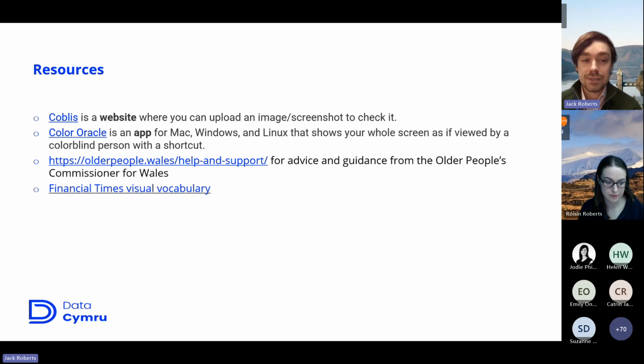And there's also a link there to the Financial Times visual vocabulary, as mentioned earlier, which gives you options to different types of visualizations that you could use depending on what your purpose and your data type is.